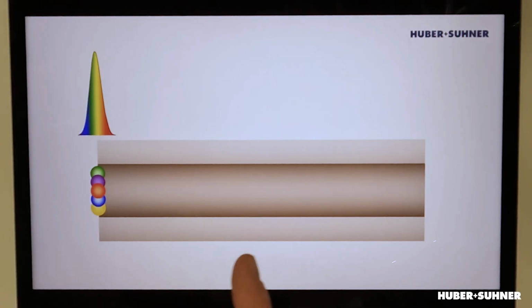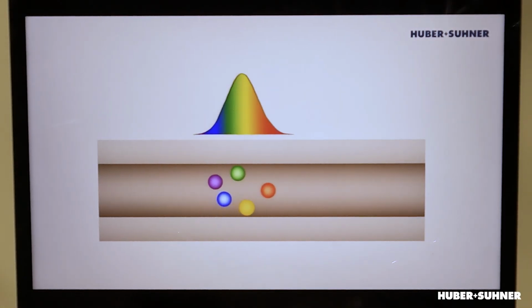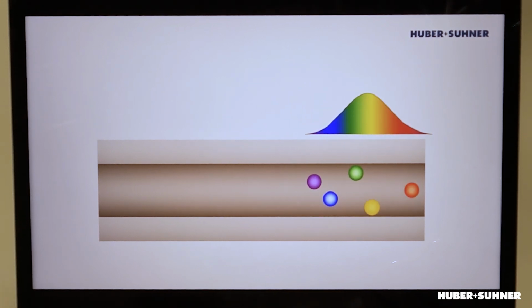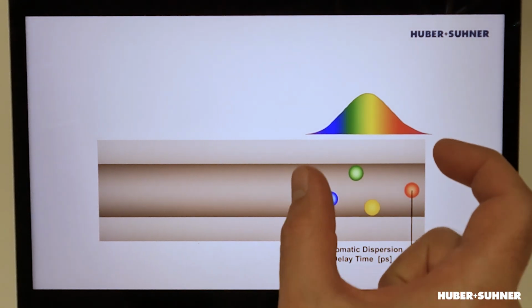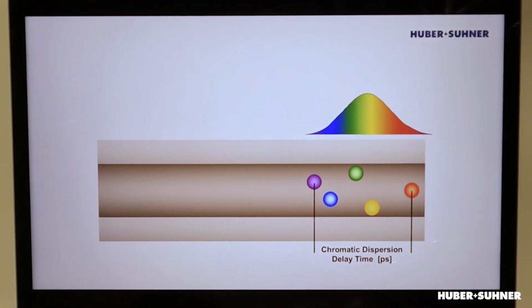Now, a laser signal, spectrally speaking, is a very tight, very narrow signal, but it is not perfectly monochromatic. What that means is that each individual pulse actually contains multiple wavelength components. And what you can see here in this animation is that these different wavelength components travel at different speeds, or different running times. The result of that is that this pulse signal starts to spread.